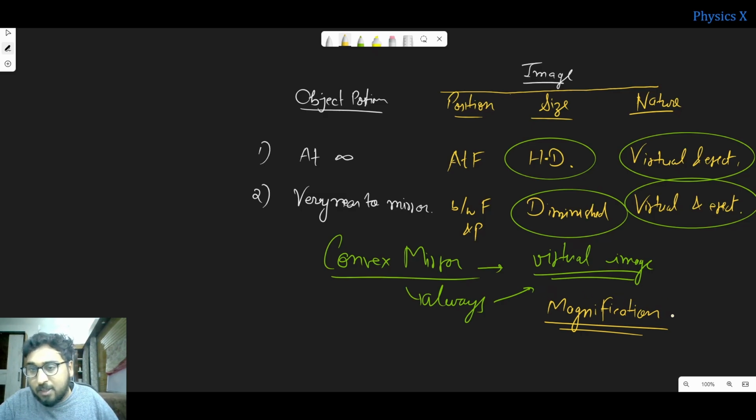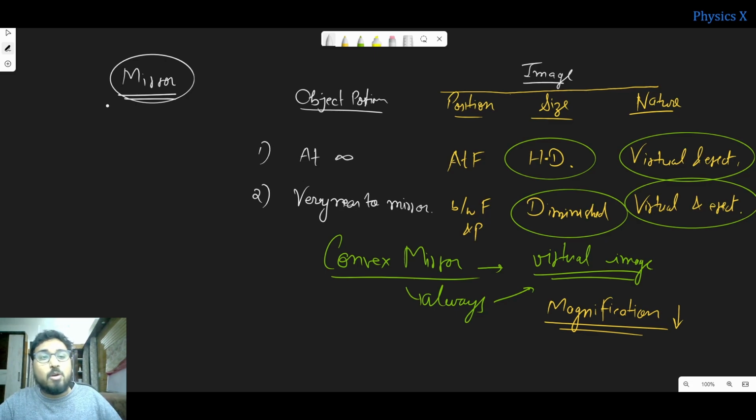So if the image is diminished, the magnification will be less than 1. We will be studying it further. That raises the question of how you will distinguish the mirrors. Suppose I give you a spherical mirror and ask you to identify which type of mirror it is.